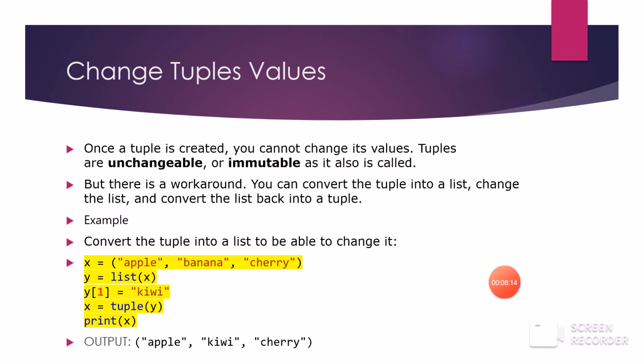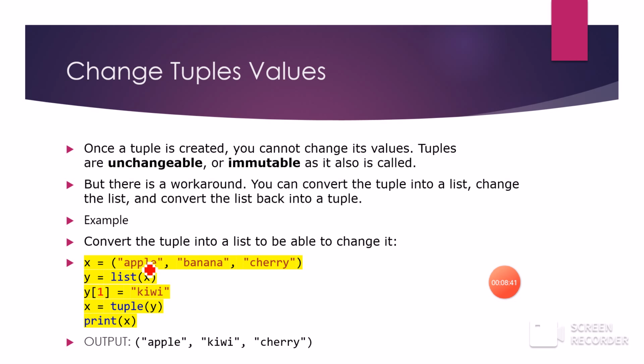So the first one is to convert the tuple into a list to be able to change it. So x is a tuple containing the items apple, banana, cherry. y is a variable that will be the list of x. So the tuple x is converted into a list in the variable y. Now y with the index 1 equals kiwi.